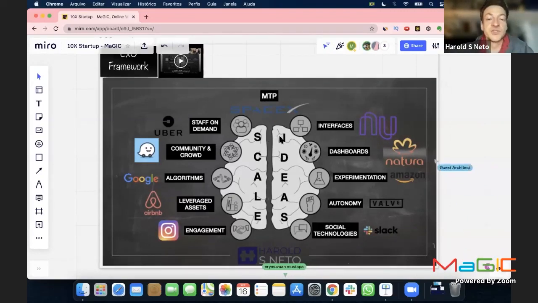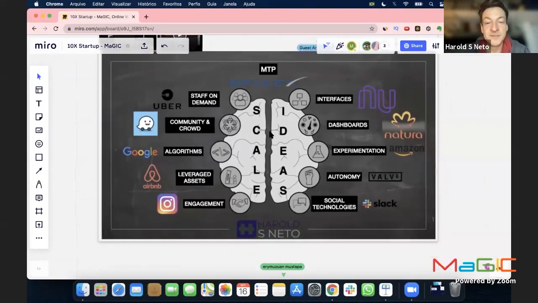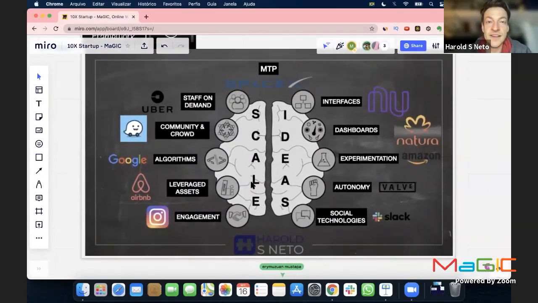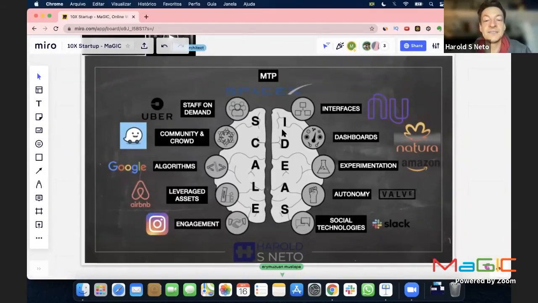And now you have those two acronyms. And you see something weird I just realized before we started this conversation: we have the SCALE acronym and we have the IDEAS acronym. In this material, I have the IDEAS on the right-hand side because of the left-right brain concept, where the right brain is the creativity brain, the part of the brain that takes care of creativity.